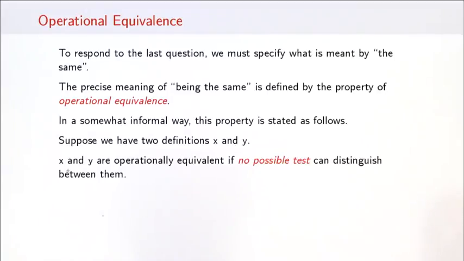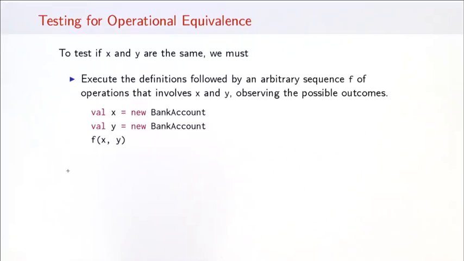In a somewhat informal way, this property can be stated as follows. Let's say you have two definitions for x and y. They are operationally equivalent if no possible test can distinguish between them. So let's see what we mean by that. To clarify that, we have to look at what can be a possible test. To test if x and y are the same, we can essentially put them in a black box that consists of the definition of x and y, and then an arbitrary sequence of instructions that pokes into these two definitions in any way possible.